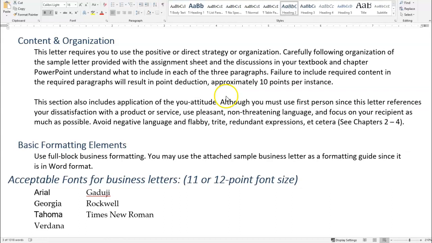I've got to revise it and update it again for you. I'll re-upload it in just a few minutes. But yeah, that's going to need to say that you need to use the indirect. So it's going to say negative or indirect strategy or organization. All right, so let's look then. I tell you what to avoid. All this that you're working on this week, the negative language, flabby, trite, redundant expressions, all that stuff, you guys are working on that. So make sure you avoid it.